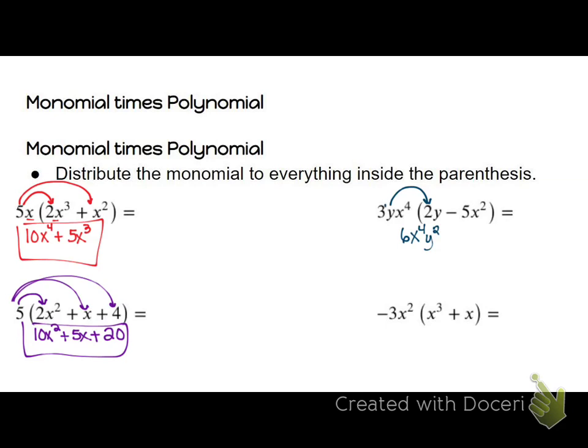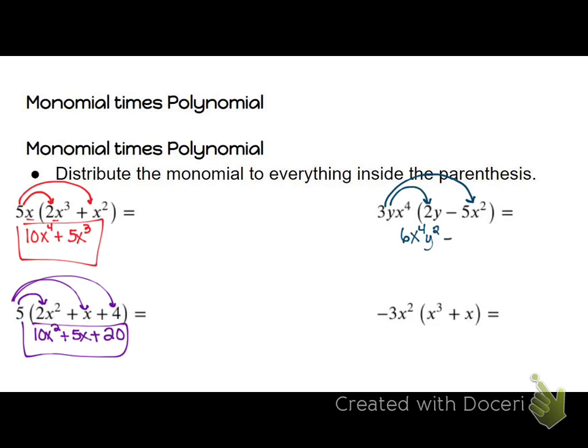Then I distribute my 3yx to the 4th to my negative 5x squared. Again, my hint I always like to do first, multiply your coefficients. What does that equal? Negative 15, because you multiply 3 and negative 5. And then I put my variables in alphabetical order.